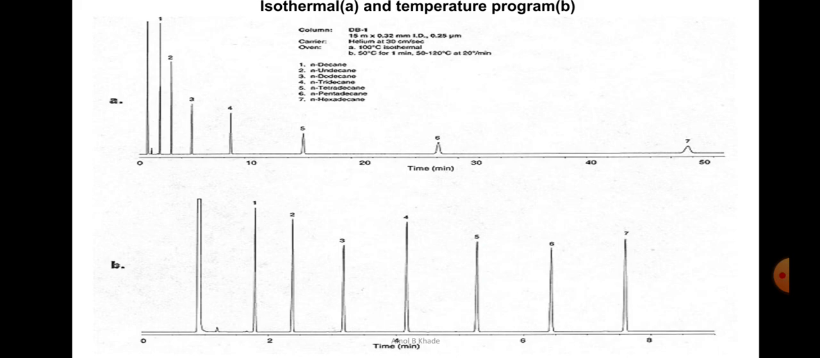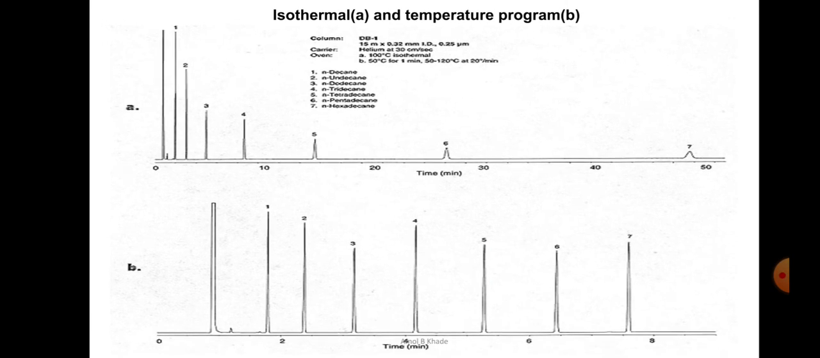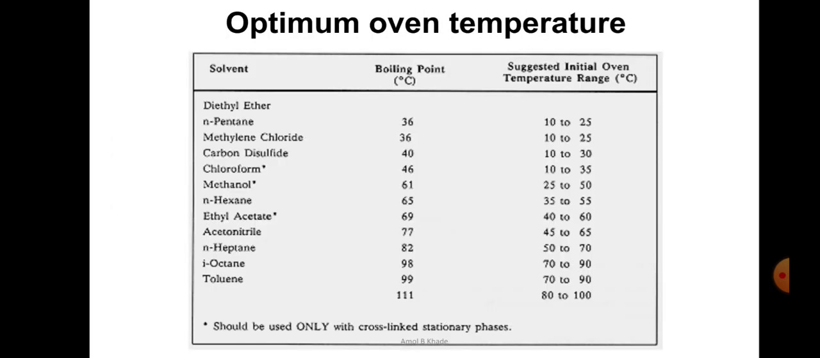Usually when you have compounds of a complex nature, with different kinds of volatility, it is always advisable to go for the temperature gradient gas chromatographic system rather than isothermal. So these are the two ways of using isothermal and gradient elution.